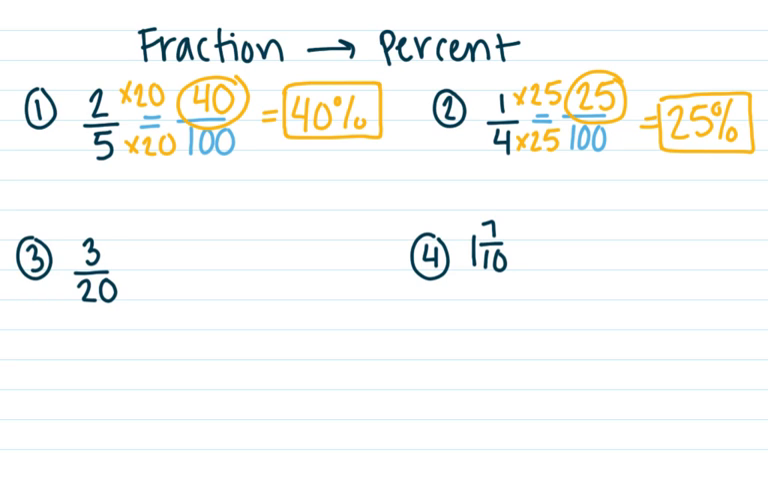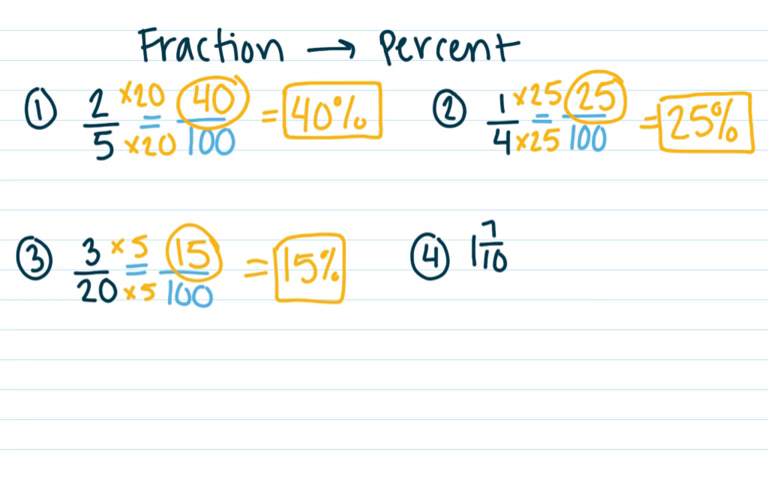On number 3, again, trying to get a 100 there on the bottom. What times 20 gets me to 100? It is 5. Do the same on the top there. That gets me 15. If my number's over 100, that is my percent, so 15%. Again, the reason why that is because percents are out of 100. So if I have 15 over 100, that 15 represents 15% because it's 15 out of 100.